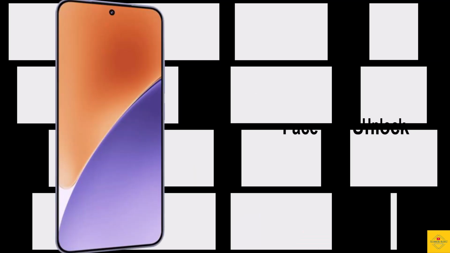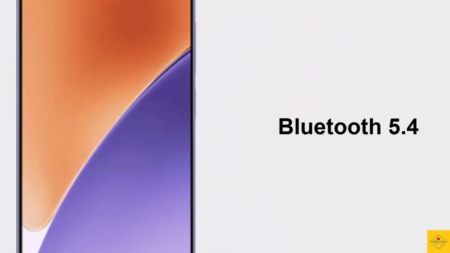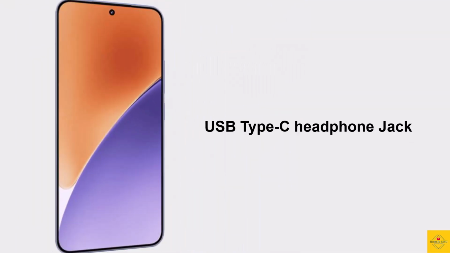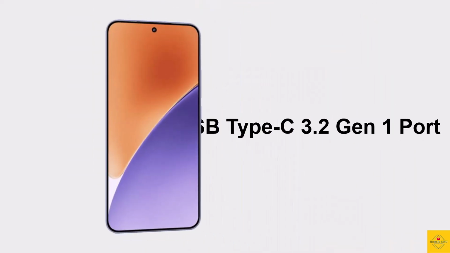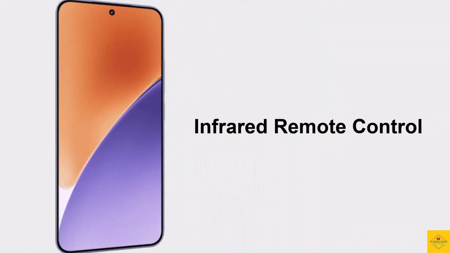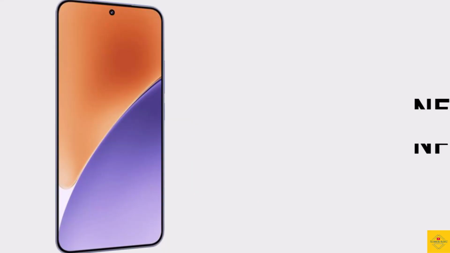With face unlock, the connectivity options on the phone include dual SIM, 5G, dual-band Wi-Fi 7, Bluetooth 5.4, GPS L1 plus L5, USB Type-C, headphone jack, dual stereo speakers support, USB Type-C 3.2 Gen 1 charging port, infrared remote control port support, IP68 dust and water resistance, and NFC.